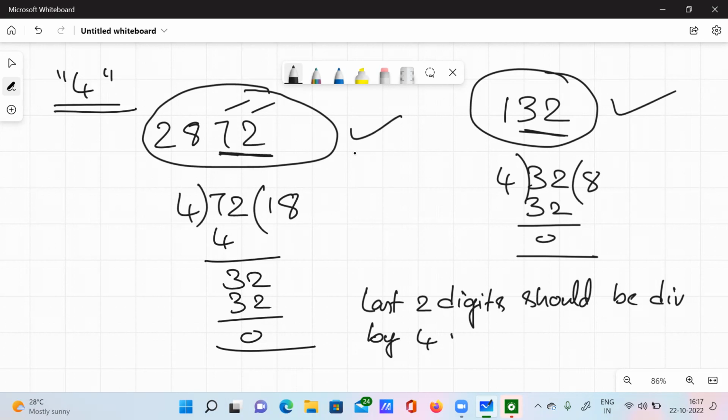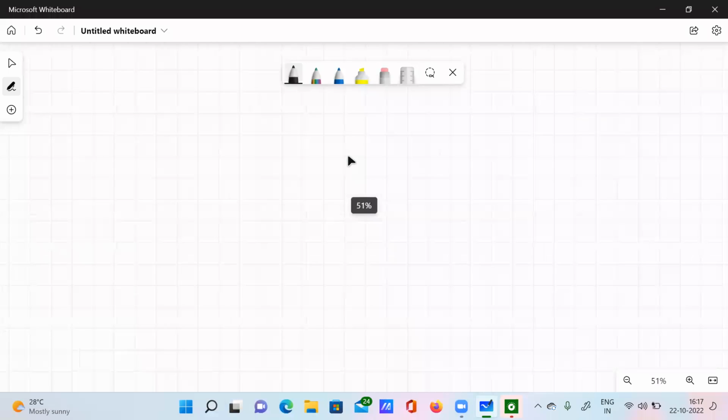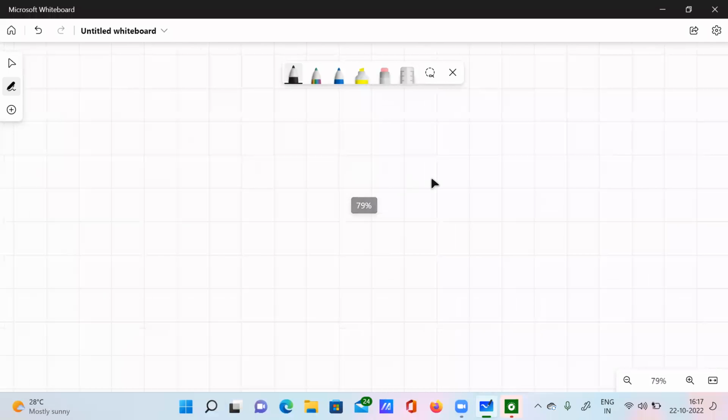So now just move on to another divisibility rule. Okay, so this time we're going to look for the divisibility rule of 8 here. Okay, so how to decide whether any number is divisible by 8 or not? How to decide that?